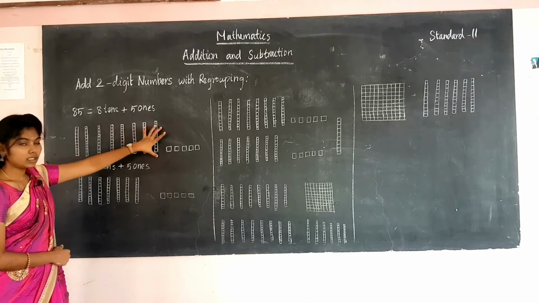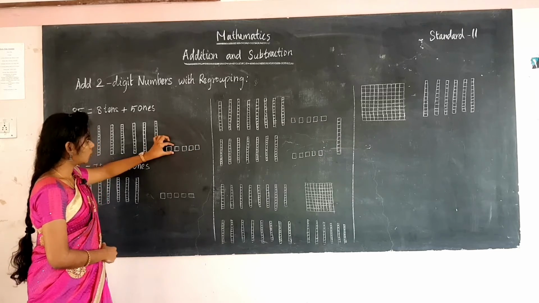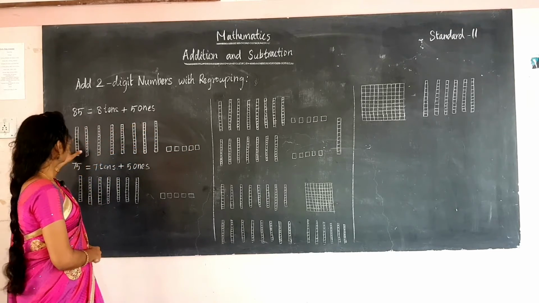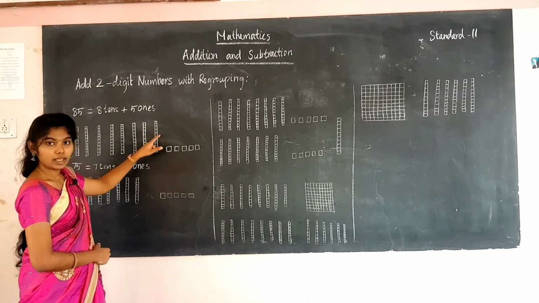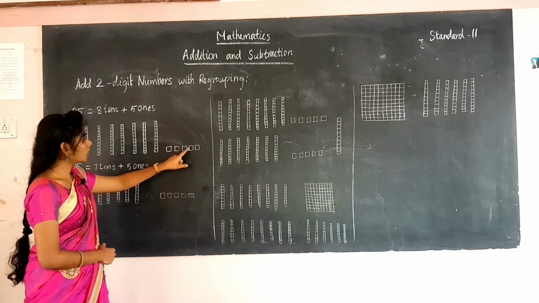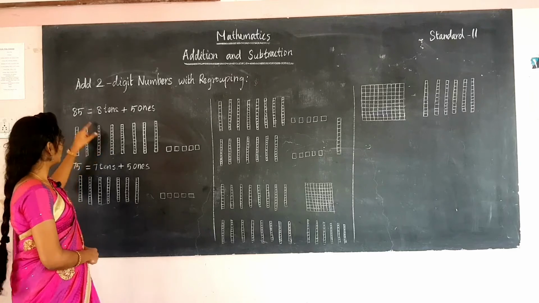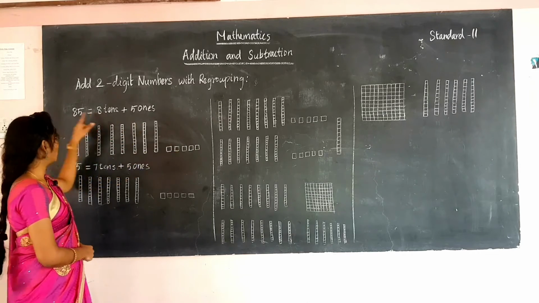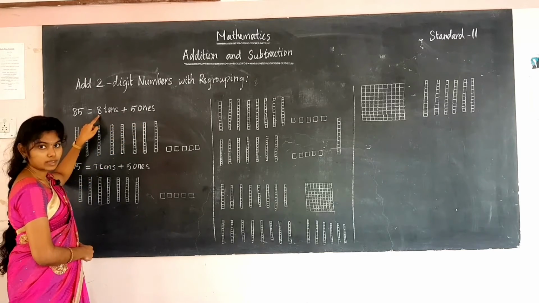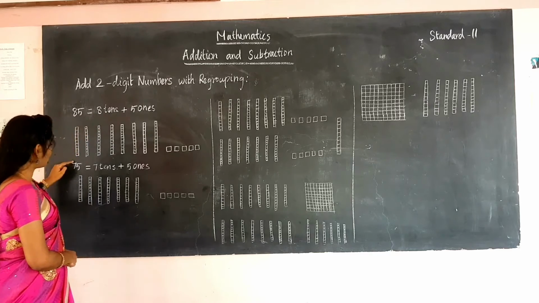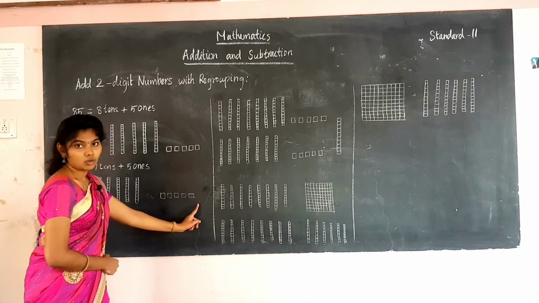See here there are 8 tens. This represents 8 tens and this represents the ones place. Here these are the cubes and these are the rods. So there are 8 rods: 1, 2, 3, 4, 5, 6, 7, 8. And here 5 cubes: 1, 2, 3, 4, 5. So this is ones and this is tens. That is how we write a 2-digit number. 85 means 8 tens and 5 ones, 5 in the ones place and 8 in the tens place. Here 75 is given, so 75 means there are 7 rods and 5 cubes.